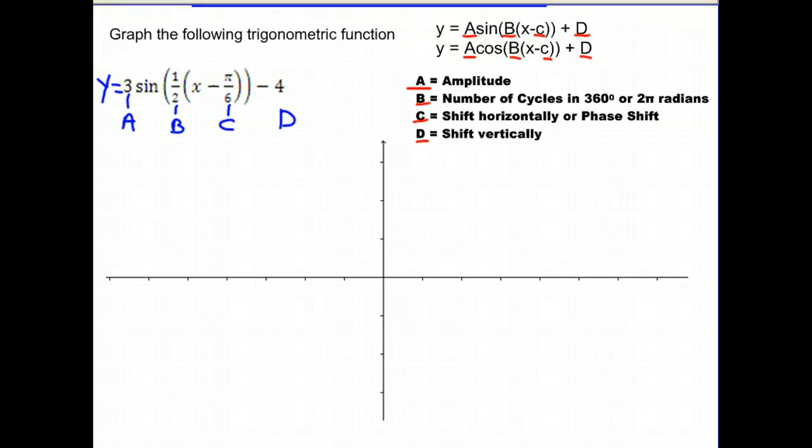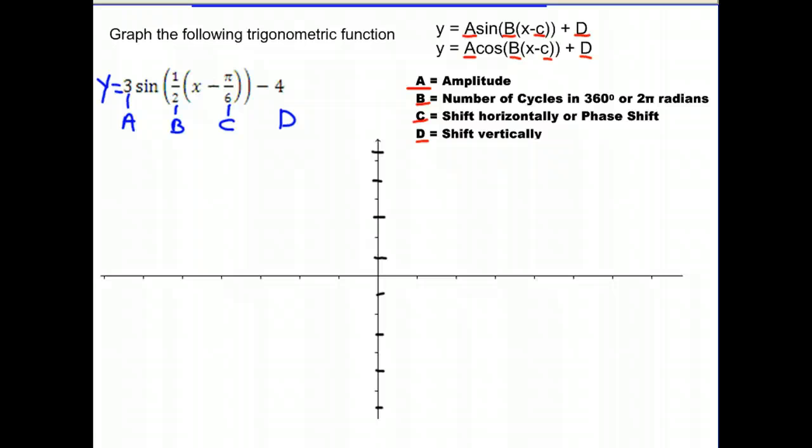It's usually best to graph by using the midline first. So since our midline is d, which is -4, because it's been a shift vertically down 4 units, here's our -4, and we'll just do a little sketch of the midline. Now we know the amplitude is 3, which means the graph will never go any higher than 3 units up, and 3 units below, which would be here at -7 and -1.